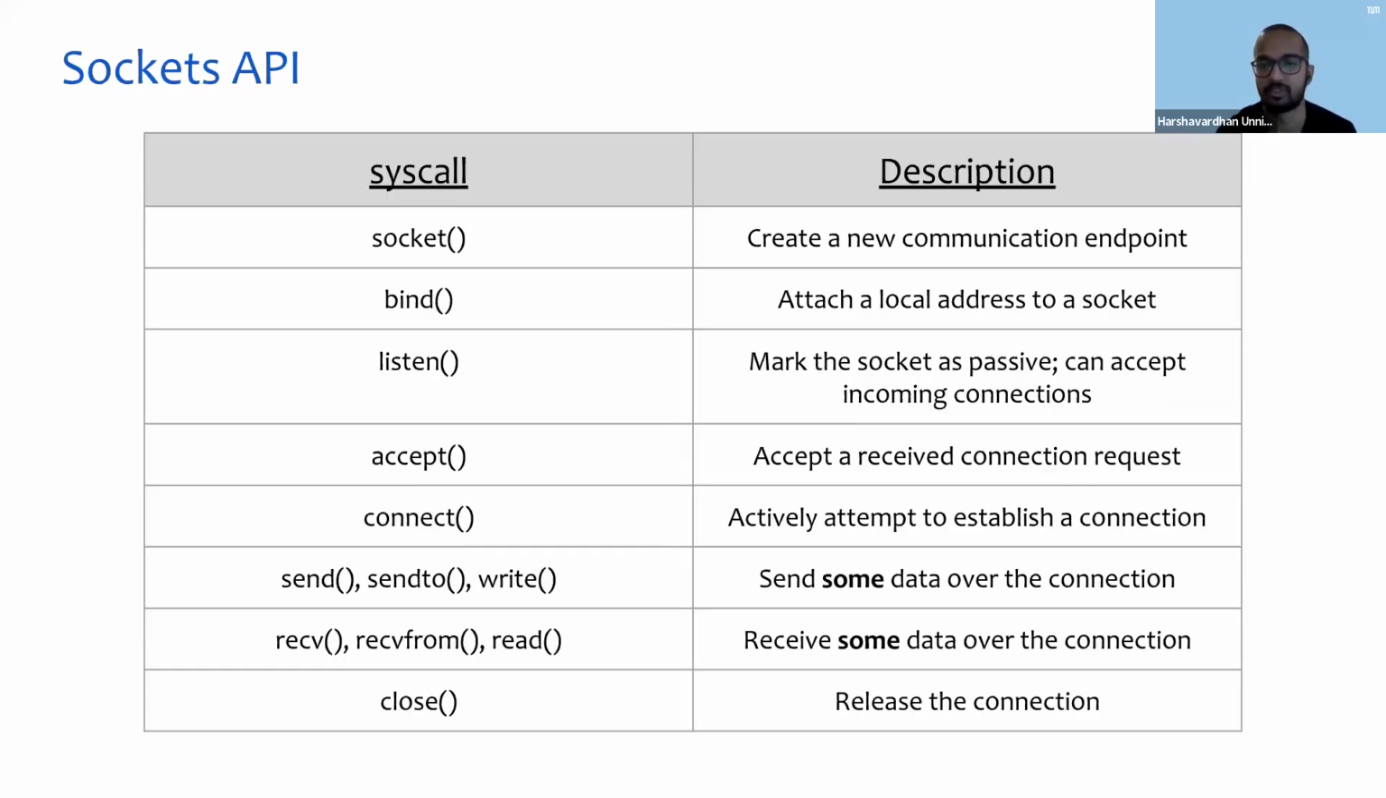This is a table with the most important sockets API. A call to the socket API creates a communication endpoint, whereas bind attaches an address to a socket. Listen and accept are usually used by server applications to listen to incoming client connection requests and accept them. The connect call is used by clients to connect to remote servers.